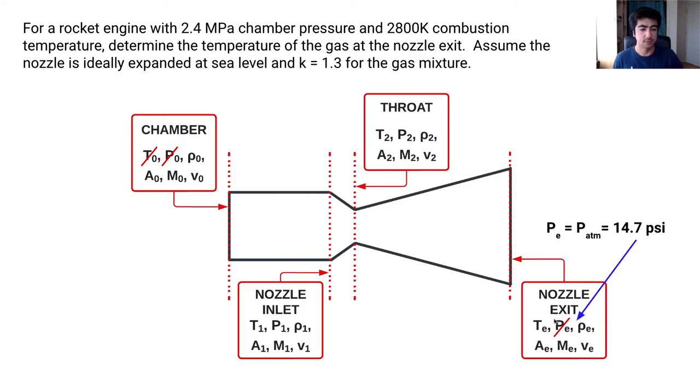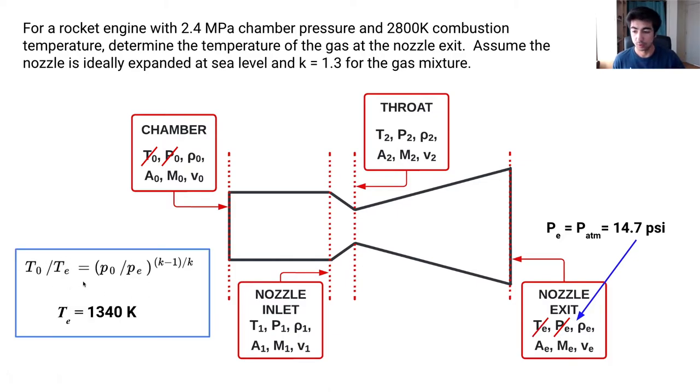The first thing we'll note is that for an ideally expanded nozzle, remember we talked about, the pressure at the exit is equal to the pressure of the atmosphere. At sea level, the atmosphere is 14.7 psi, which means that for an ideally expanded nozzle, our exit pressure will also equal this. So we do in fact know the pressure at the exit. Now that we have pressures at two different points, at the chamber and the nozzle exit, and a temperature at one of those points, we can use our isentropic relations to find the temperature at that second point. If we write out the isentropic relation between temperature and pressure and rearrange, we find that the temperature at the exit is 1340 Kelvin. You can see that it goes through a huge decrease in temperature along the way.